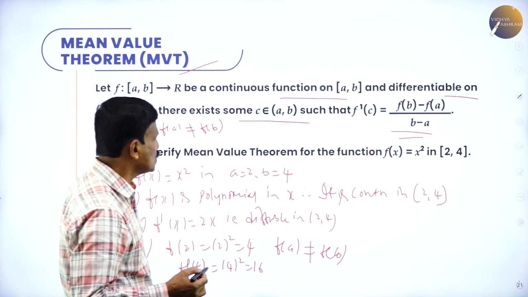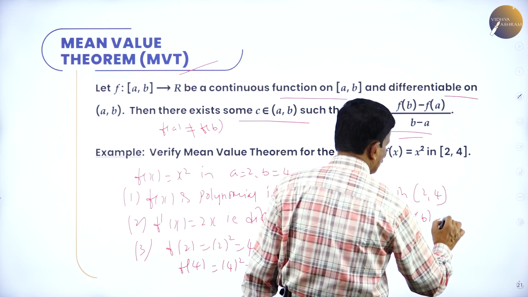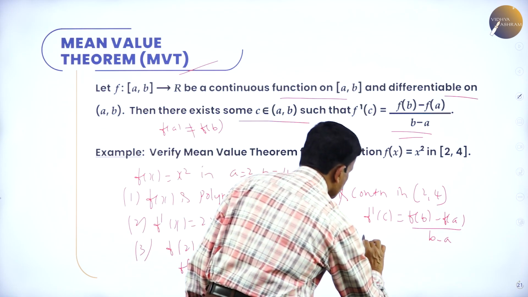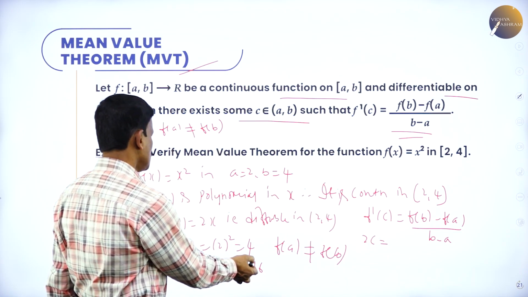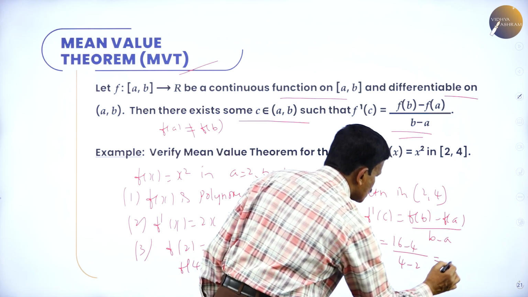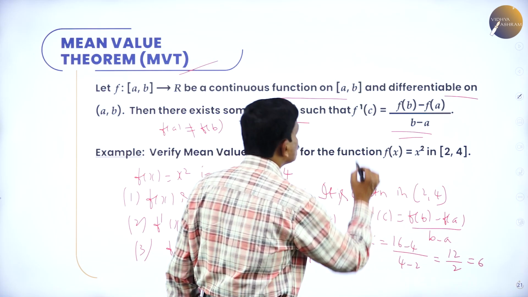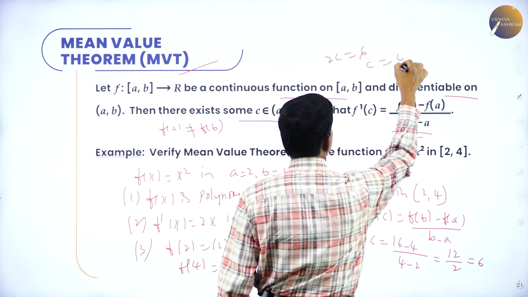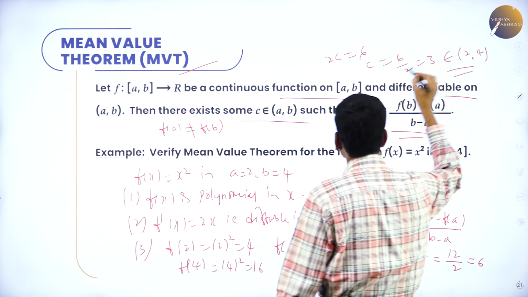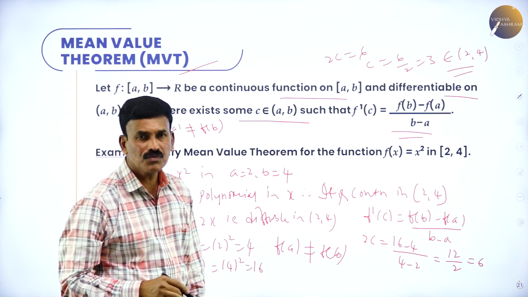Hence, we can write f'(c) is equal to (f(b) minus f(a)) divided by b minus a. What is f'(c)? 2c is equal to, what is f(b)? 16 minus 4 divided by 4 minus 2. What is 16 minus 4? 16 minus 4 is 12, divided by 2 is 6. So, 2c is equal to 6, c is equal to 6 by 2, which is 3, which belongs to (2, 4). That's it. So, the required answer is 3 in this case, which belongs to (2, 4).